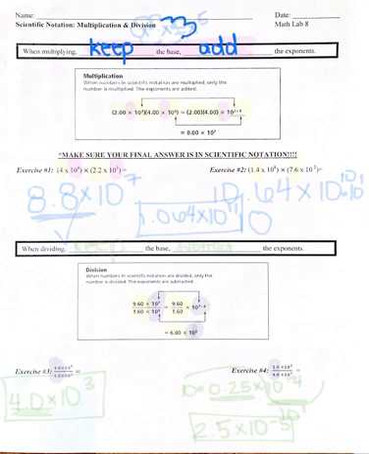When you have something like x squared times x to the third, you keep the base, the x attached, and you add 3 and 2 to get 5. So a little bit of a reminder of what I mean by that.